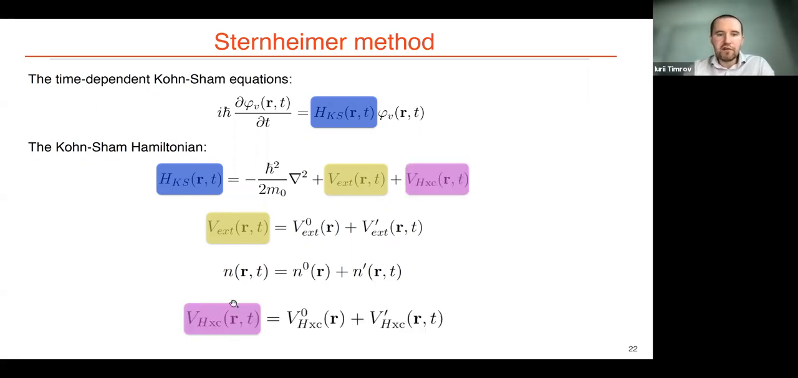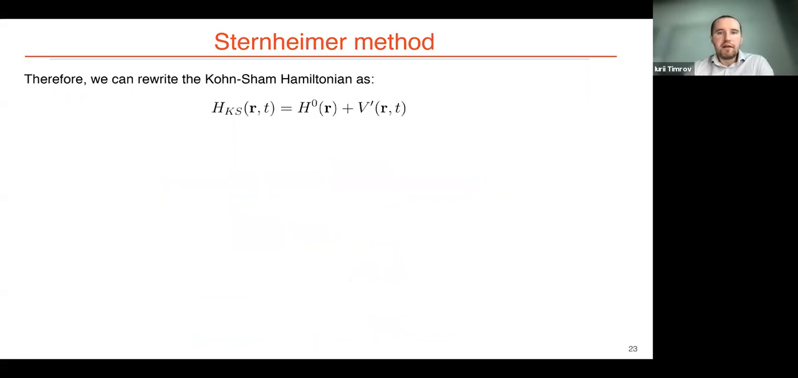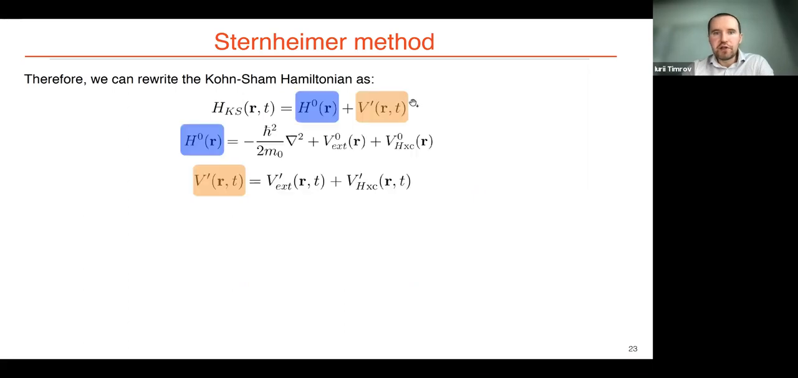For the same reason, we can also write the exchange correlation potential as the sum of the ground state potential plus the first order term, the response term, which depends on time. Again, we use some notation. We write that the Kohn-Sham Hamiltonian is the sum of H naught, which is the ground state Hamiltonian, plus V prime of r and t, which is the time-dependent response potential. This is the same as written on the previous slide, just introducing these notations, H naught and V prime.